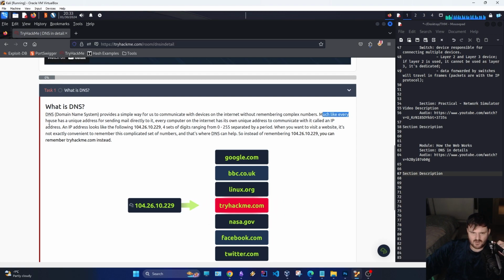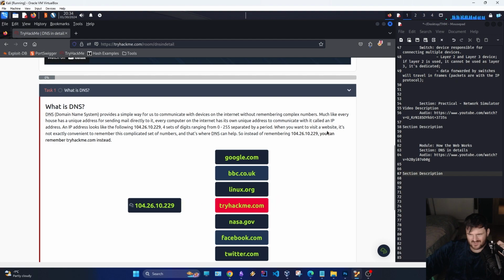Much like every house has a unique address for sending mail directly to it, every computer on the internet has its own unique address to communicate with it, called an IP address. An IP address looks like the following: 4 sets of digits ranging from 0 to 255, separated by a period. Maybe you will sometimes see 256, that's including 0. And we have 4 octets.